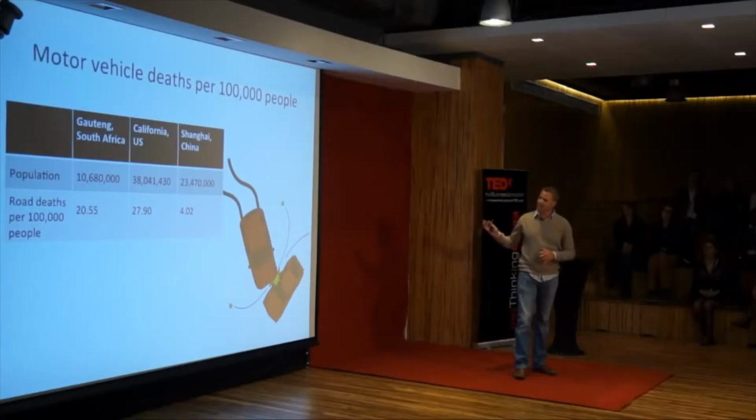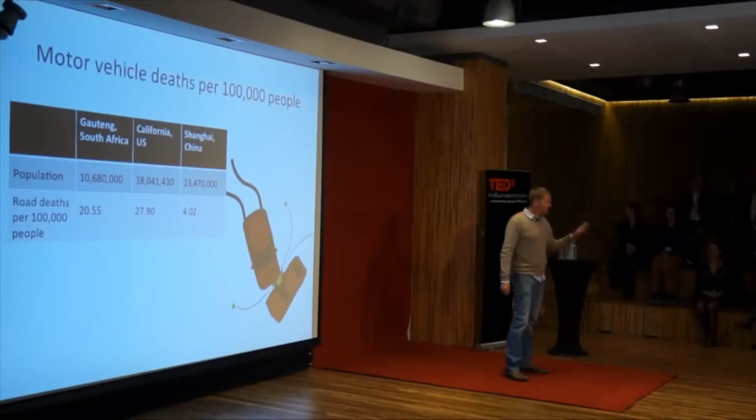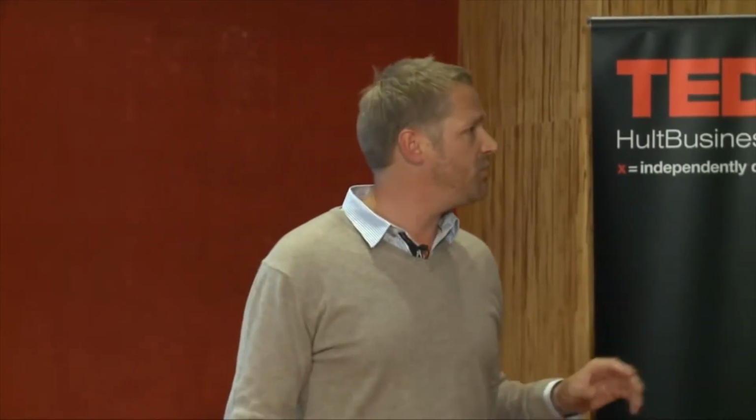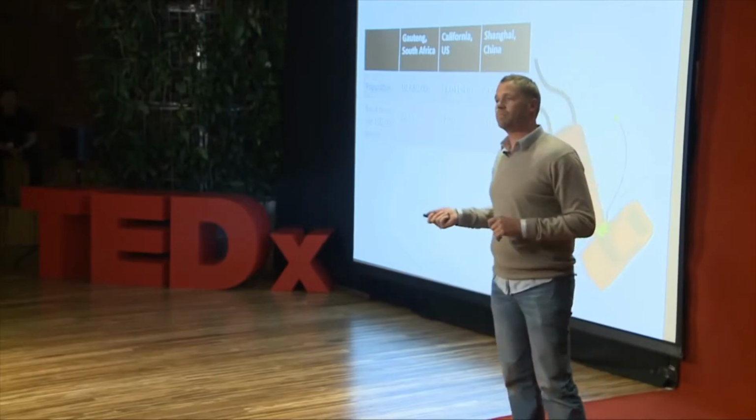So it got me thinking, I want to look at the stats a bit. So I looked at the stats, and I compared three different states, or provinces, you might call them. I compared Gauteng, which is the most wealthy area of South Africa, and California and Shanghai. And I looked at how many people die per 100,000 people. And I was shocked. You can see the numbers above you. Only 4 in Shanghai. And that just can't be true. It just can't be. I mean, you walk onto the street, you think you're going to die.